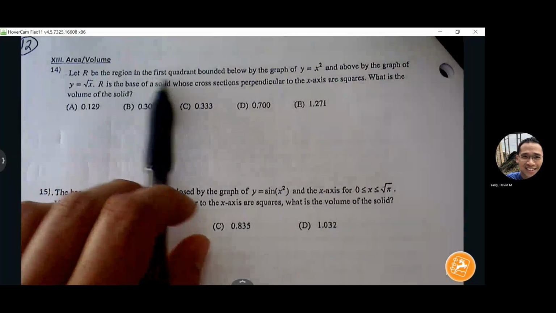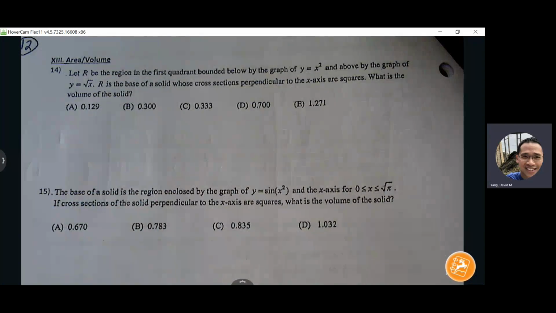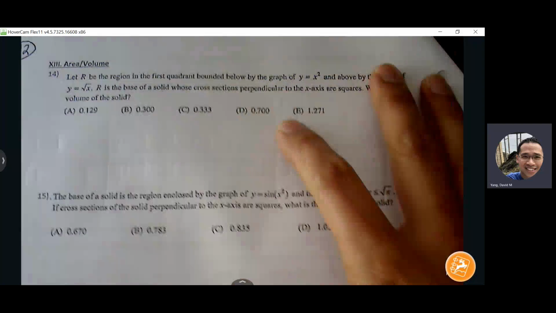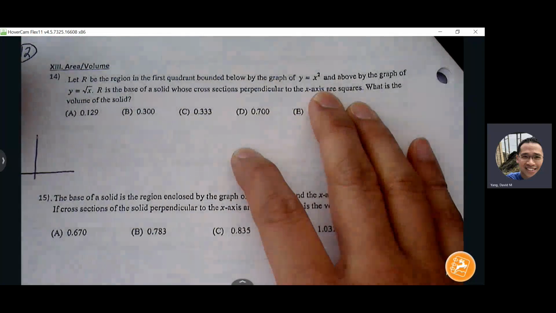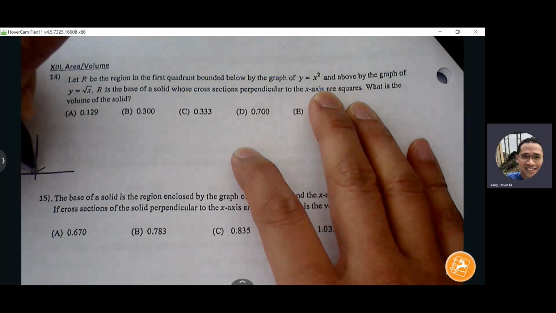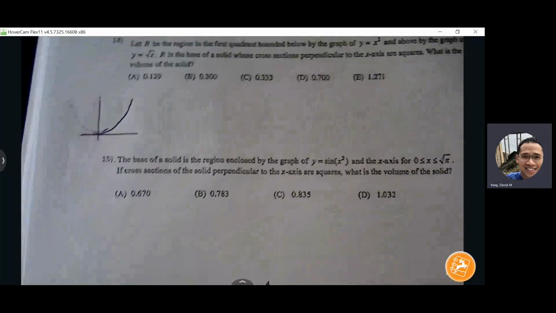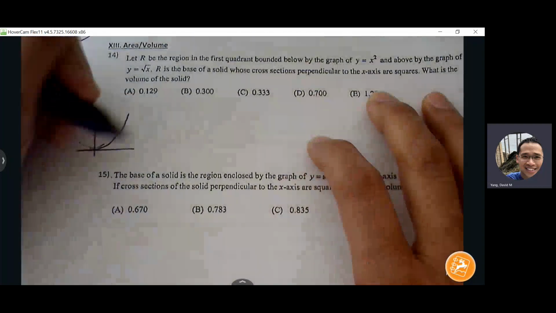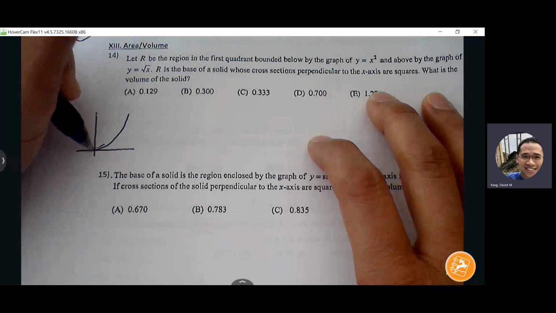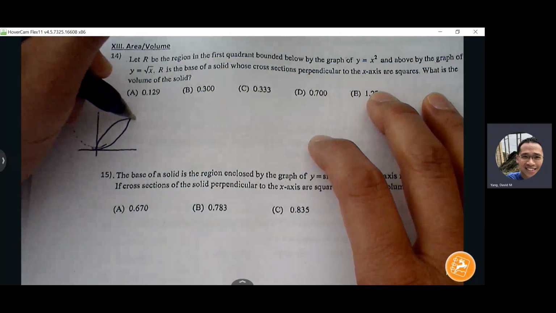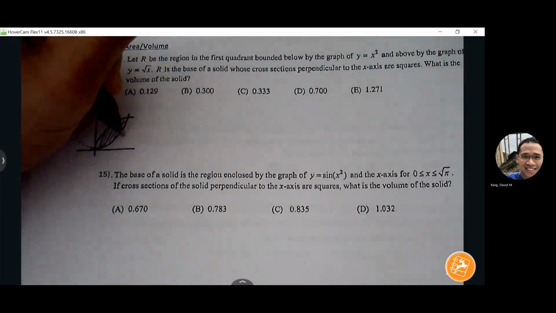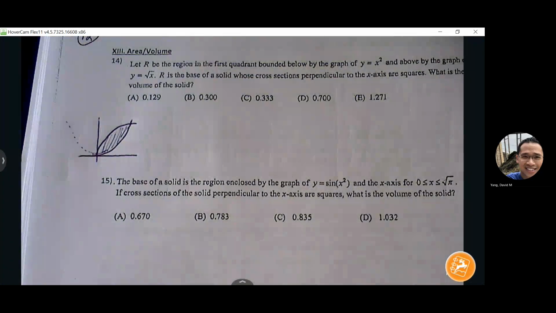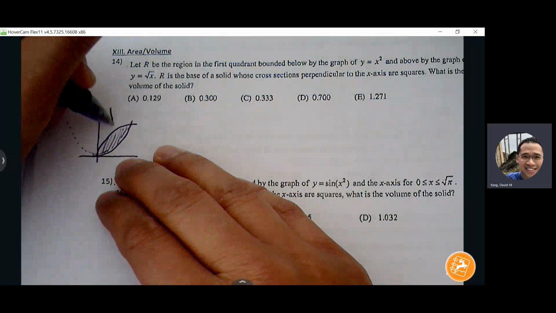It says let region R be in the first quadrant, bounded by the graphs y equals x squared and y equals root x. So in the first quadrant, I'm going to go ahead and draw those two graphs. You have y equals x squared, that's a parabola. I only care about what it looks like in the first quadrant. And I also have y equals square root of x, that's a radical function. So it's going to look more like this. So there's my shaded region. The y equals square root of x is the one that's on top here.